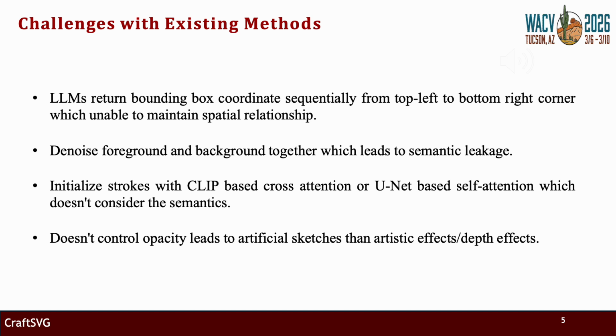We identified four main challenges causing these failures. First, LLMs tend to return bounding box coordinates sequentially, which disrupts spatial relationships. Second, denoising the foreground and background together leads to semantic leakage. Third, initializing strokes with CLIP-based or UNet-based attention does not properly consider the actual semantics of the scene. Finally, lacking opacity control results in artificial-looking sketches rather than achieving natural depth or artistic effect.